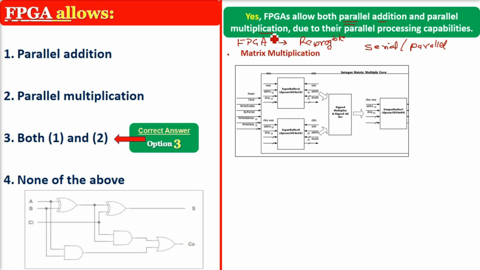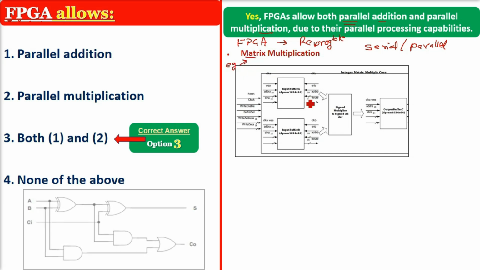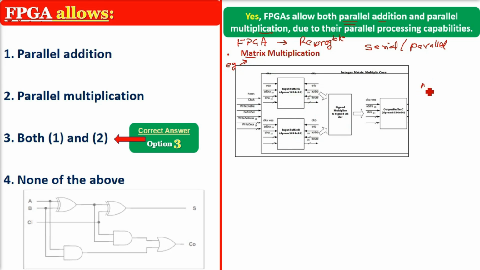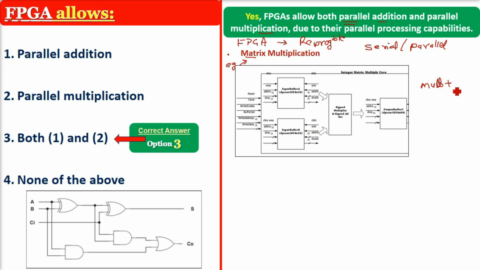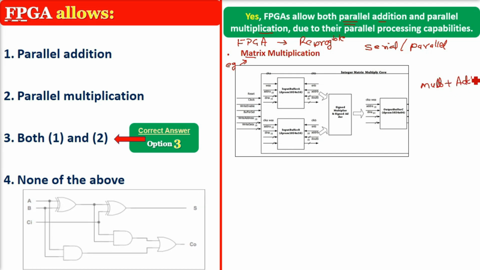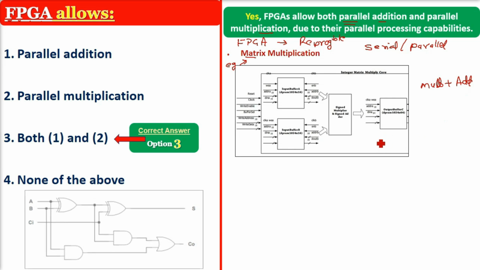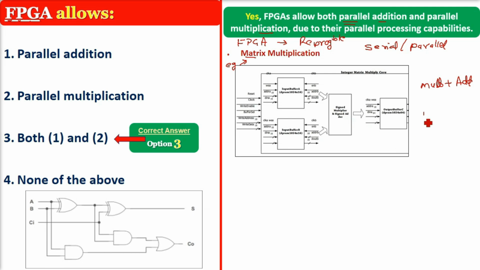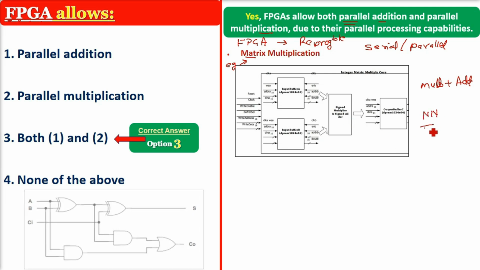Let me explain this with an example. The first is matrix multiplication. In matrix multiplication, many individual multiplication and addition operations occur in parallel. FPGAs are excellent for implementing this due to their ability to handle multiple arithmetic operations at once, making them ideal for tasks like neural network processing, where matrix multiplication is critical.